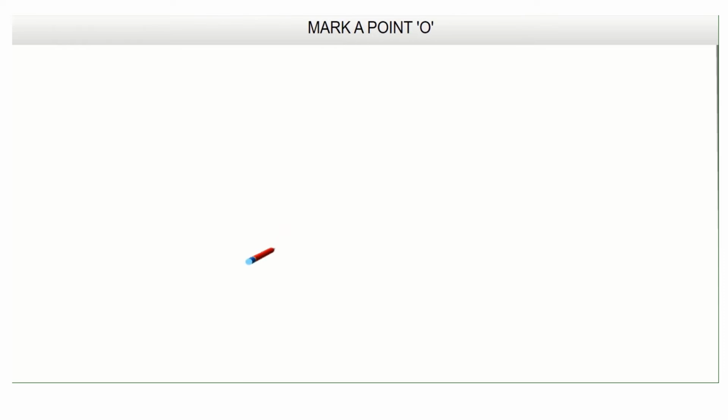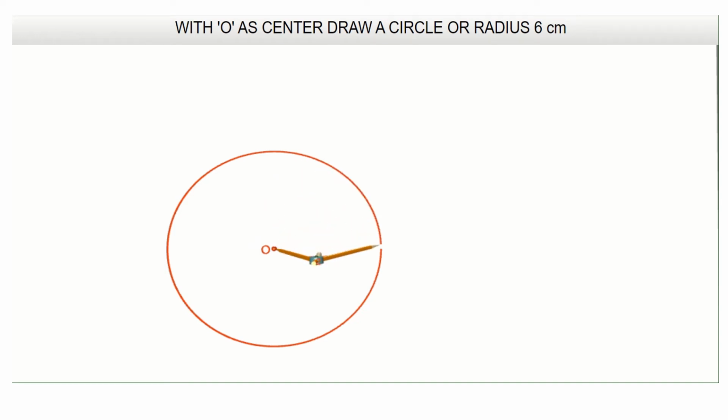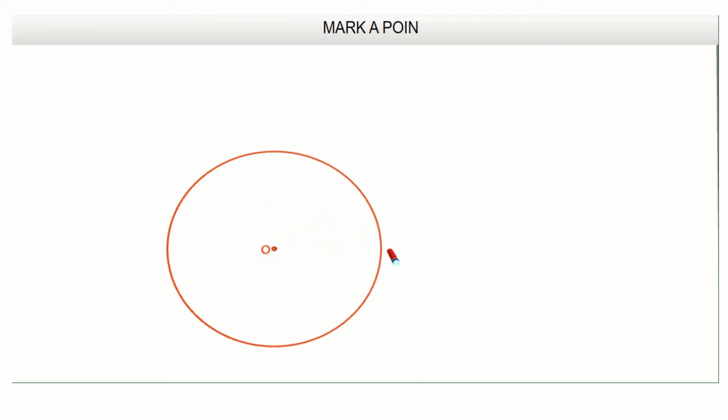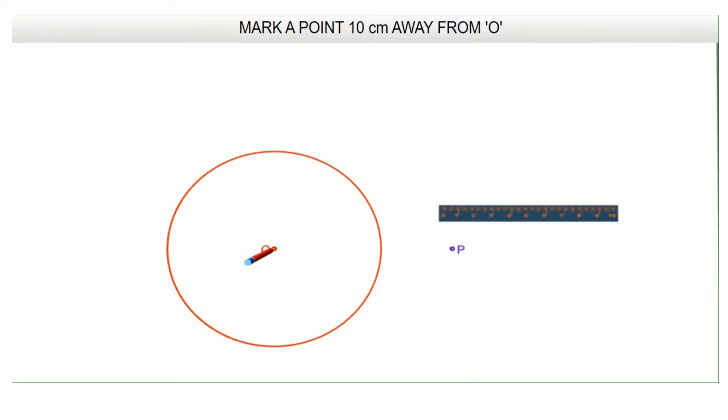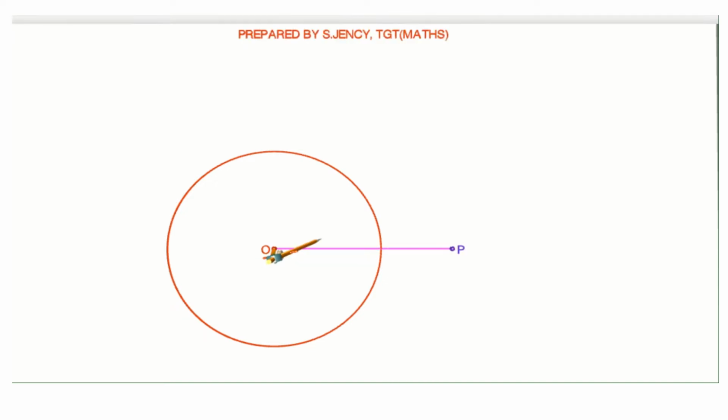First, they have given that we have to mark a point O. So with 6 centimeter radius, I am drawing one circle. Okay. So from the center, it should be 10 centimeter away. I am marking a point P.